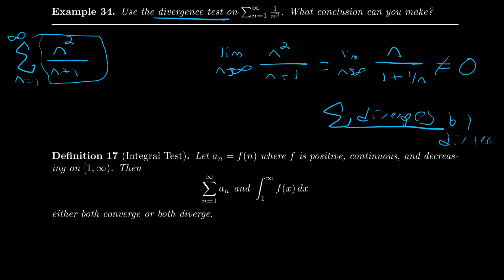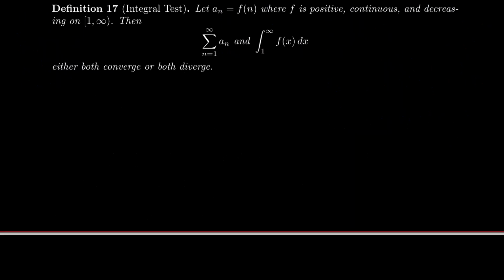All right? So let's look at the integral test real quick. Let a sub n be some function of n where f is, okay, this is all very important. It's positive, that is, at no point is a term ever negative. It's continuous, that is, there's no weird breaks in it, okay? And it's monotonically decreasing between 1 and infinity, including 1, okay?